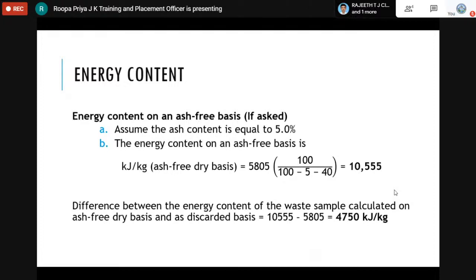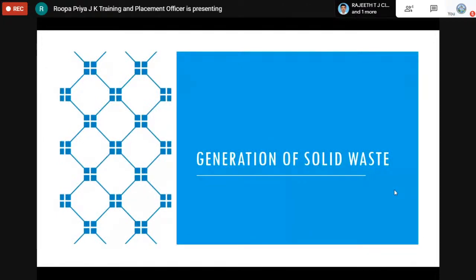So these are the two problems which I wanted to share. So that's about energy content. So that's about the properties of solid waste. Now moving on to the next topic, that is generation of solid waste.